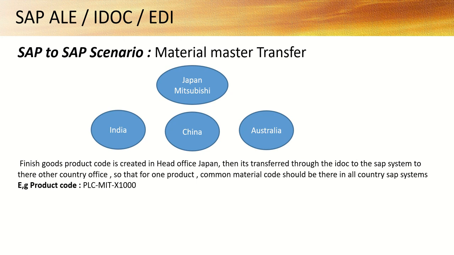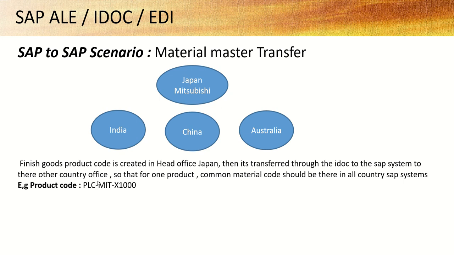Now let's consider a scenario of how the material master is transferred. So consider a company, Mitsubishi Electric, which is a Japan-based company. As an example, Mitsubishi has its headquarters in Japan. Along with Japan, they have branches in India, China, and Australia, where they have manufacturing plants. As the Mitsubishi products are sold worldwide, based on different countries, they use different SAP systems, but the products are common worldwide.